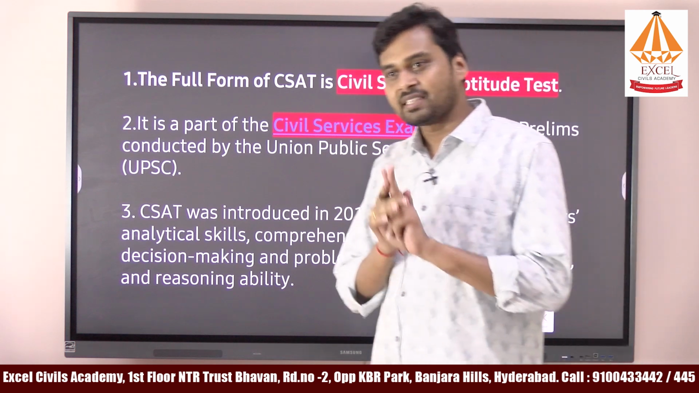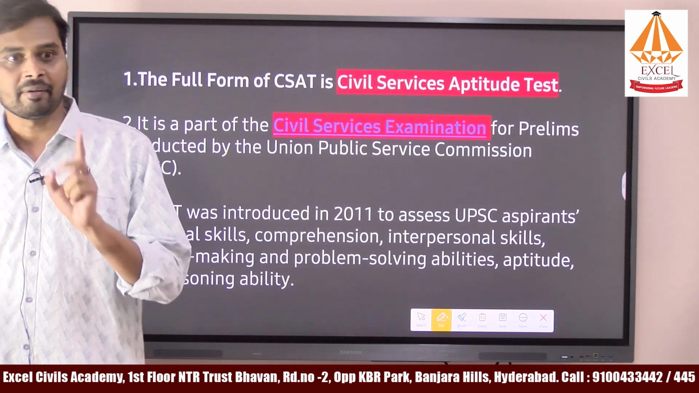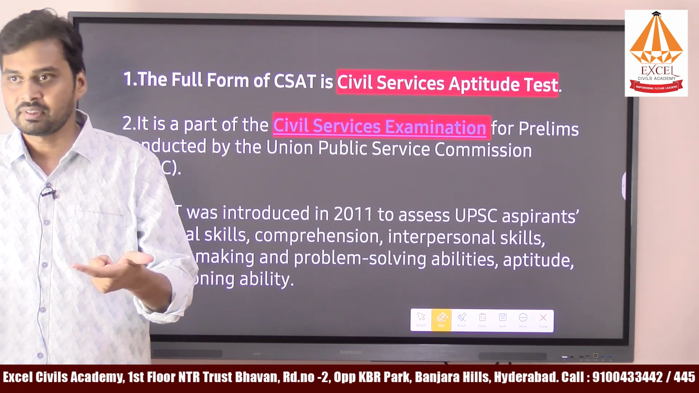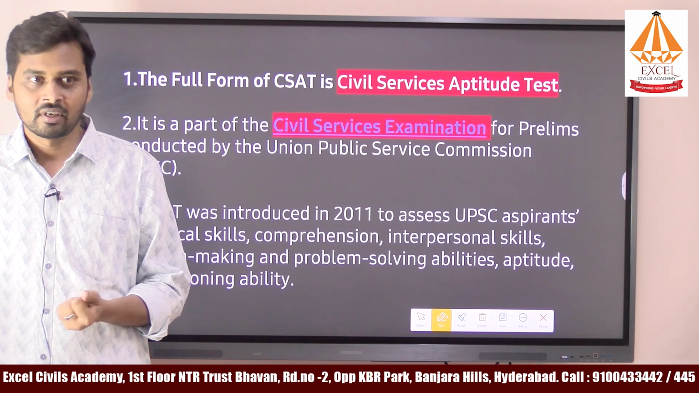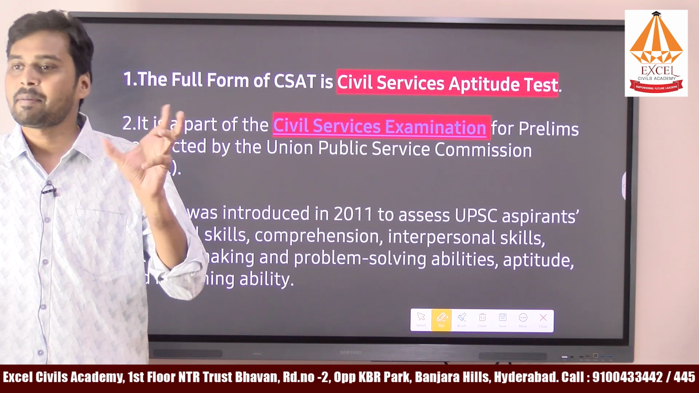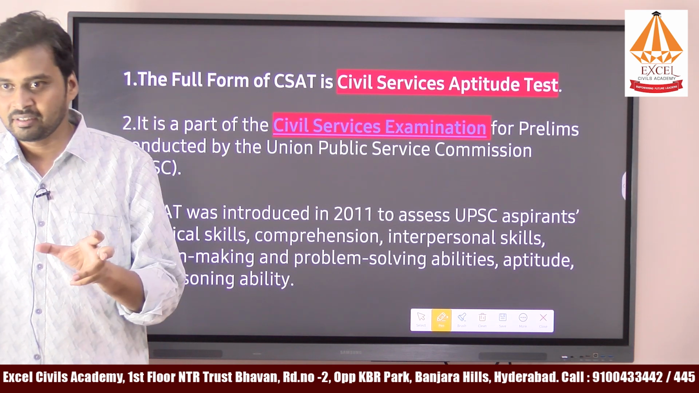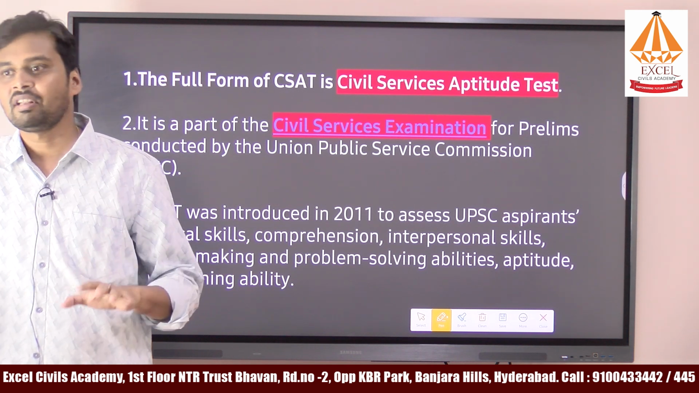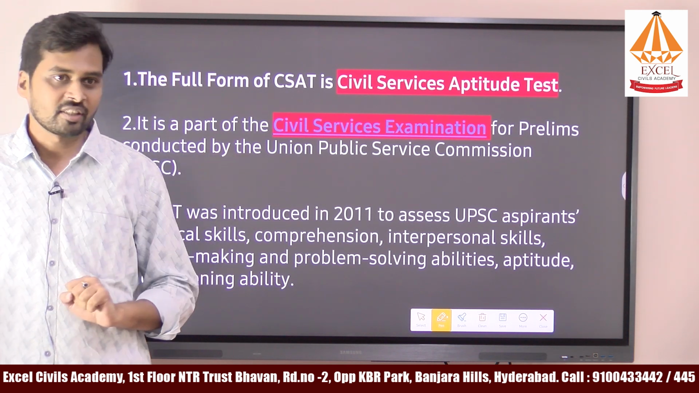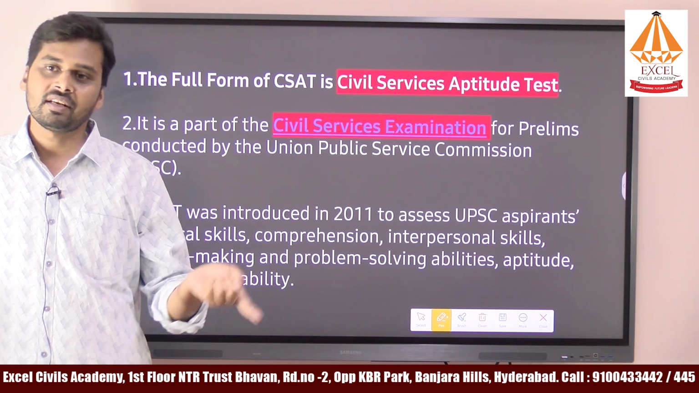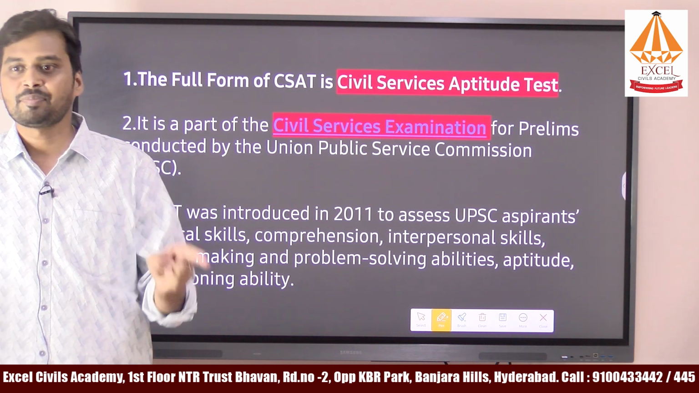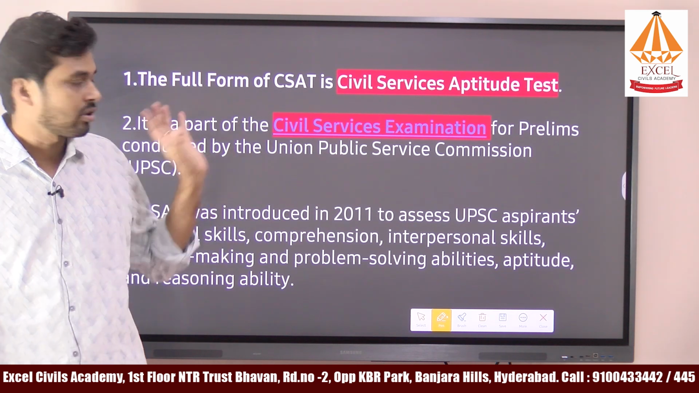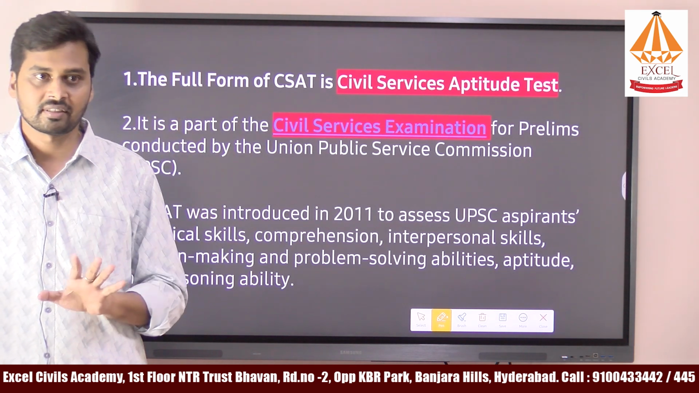So in prelims, basically you have two papers, paper 1 and paper 2. Which subjects do you have in GS paper 1? Prelims, you have an idea, right? Geography, polity, economy, science and technology, all this is covered under GS paper 1. And in prelims there is one more paper, that is GS paper 2, which is popularly known as CSAT. That is what we are talking about now, Civil Services Aptitude Test.